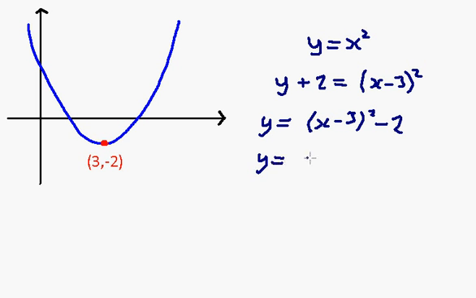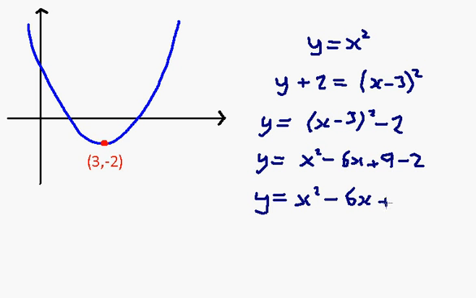We're going to multiply that bracket out. We're going to get x squared minus 6x plus 9. And I've got that negative 2 on the end. So the actual equation of the parabola is y is equal to x squared take away 6x plus 7. Okay, so that's two simple examples of how we could find the equation of the parabola that's a translation of y equals x squared.